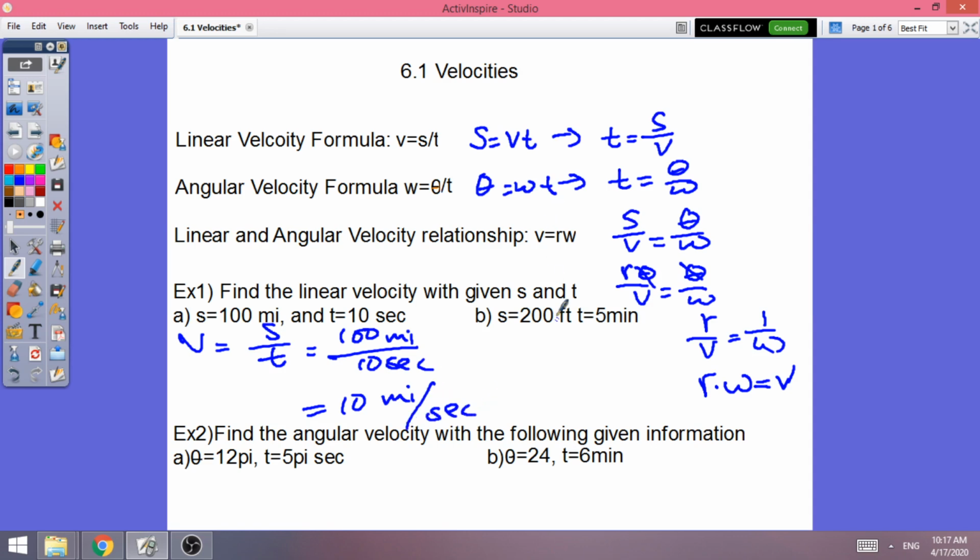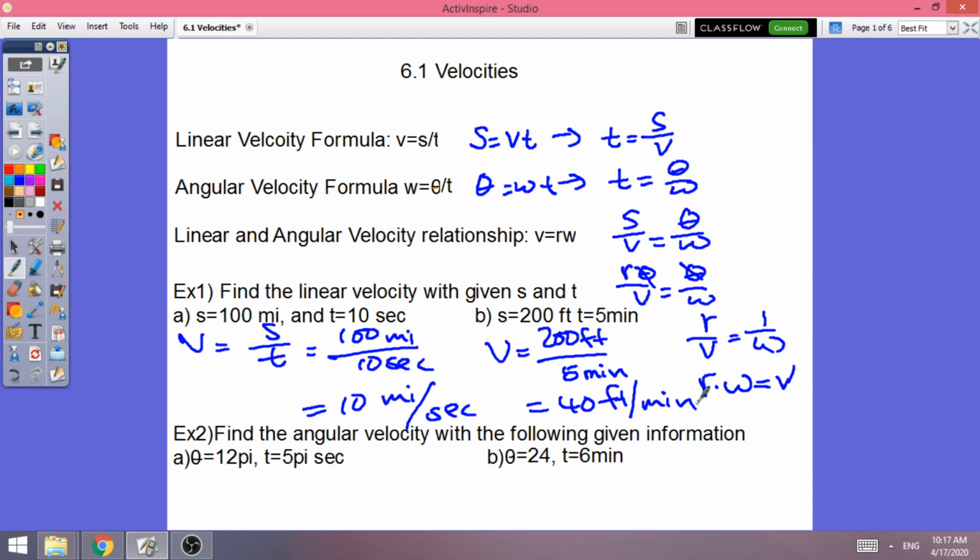Okay, and now the next one is quite similar. v equals 200 feet divided by 5 minutes. Divide it, and we have 40 feet per minute. Again, it's pretty basic.